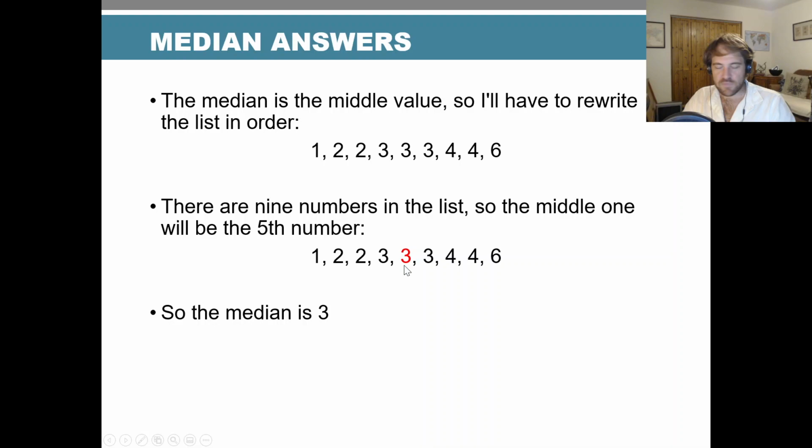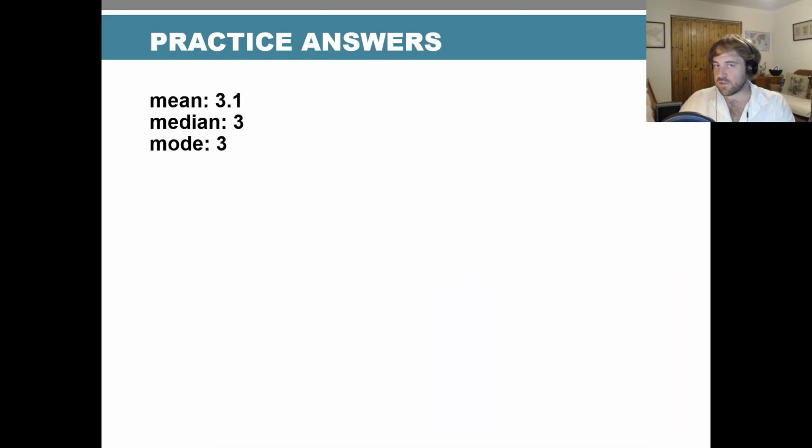And this is everything that we found. The mean is 3.1. The median is 3. The mode is 3. Well, what does this mean? This means that, yeah, this is a pretty normal distribution because the mean and the median are the same value. So we can assume that it's pretty normal. And that's what we like.